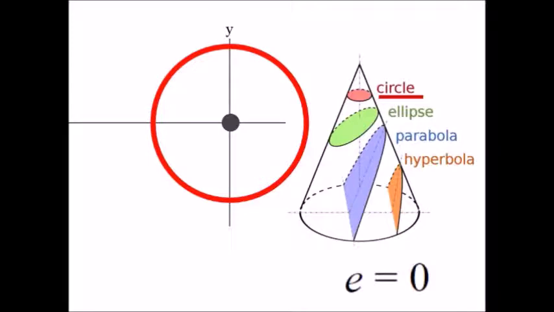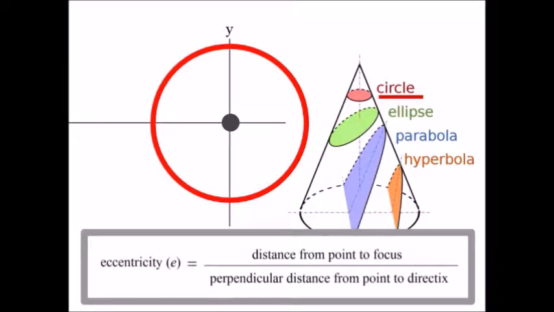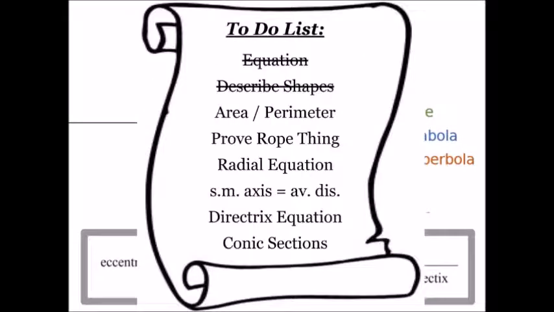Wait a minute. The circle, you said the circle has an eccentricity of 0. Oh, how is that going to work? Oh, I see, the directrix would be infinitely far away. If you say so, but where is my radial equation? And can we prove that this directrix thing really is an ellipse?